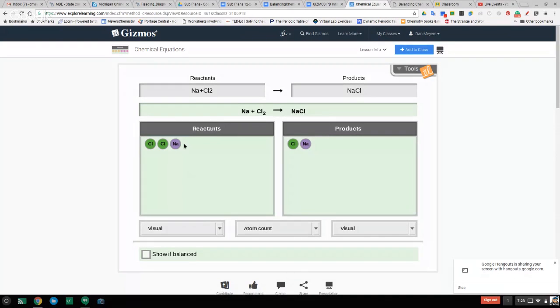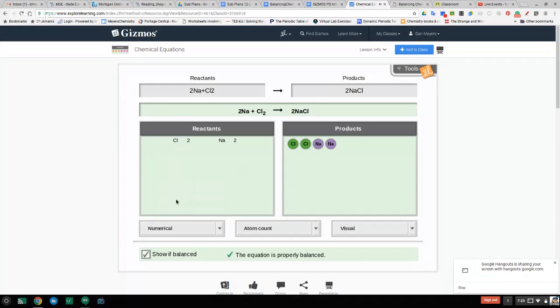And so right now we can see things aren't equal. So if I have 1 sodium on the left and I have 1 on the right, those are good. But notice you have 2 chlorine on the left, 1 on the right. So we need to put a 2 coefficient in front. And now the chlorines are equal, but what's happened is we've doubled the sodiums. We have 1 on the left, so we must go back and put a 2 in front of the sodium. And now what you can see is that we have 2 of each on both sides. So it is balanced, and it tells us so.